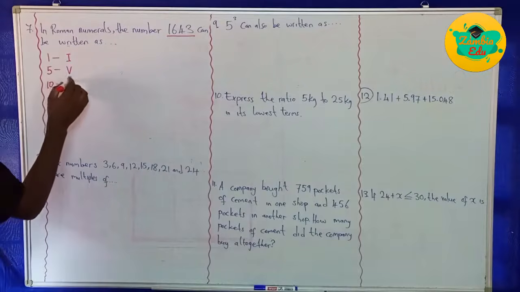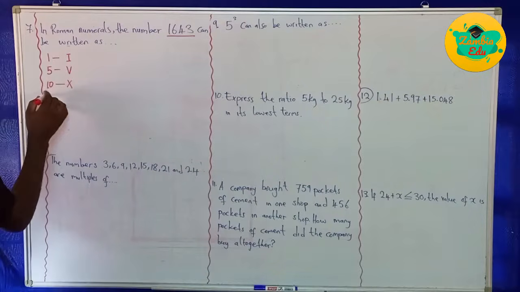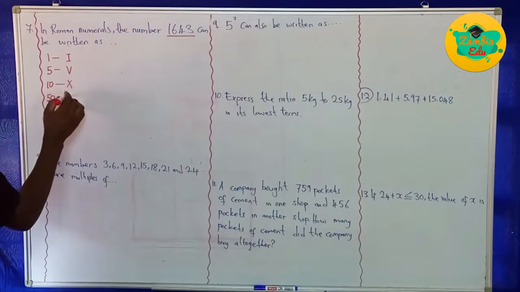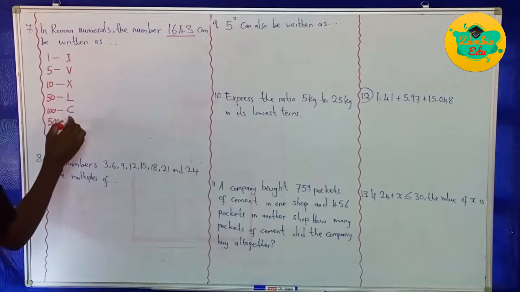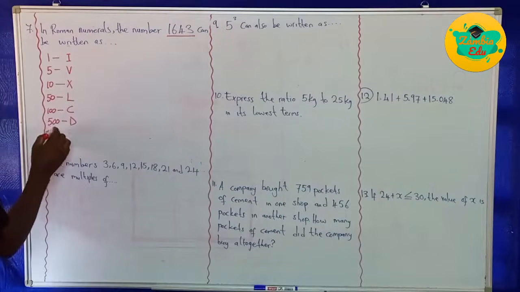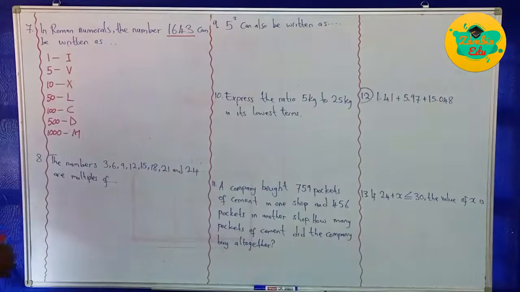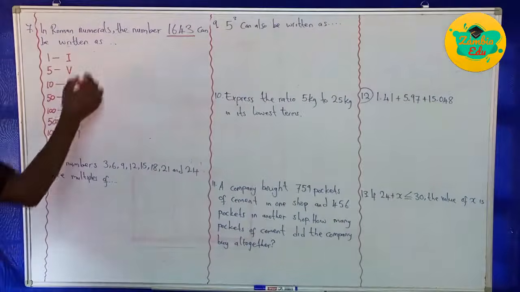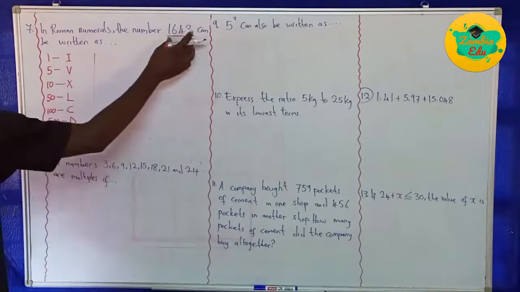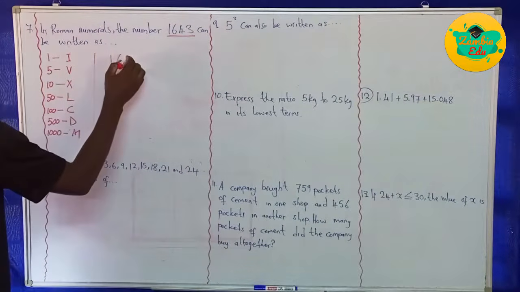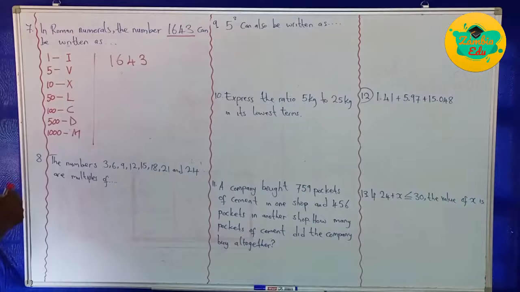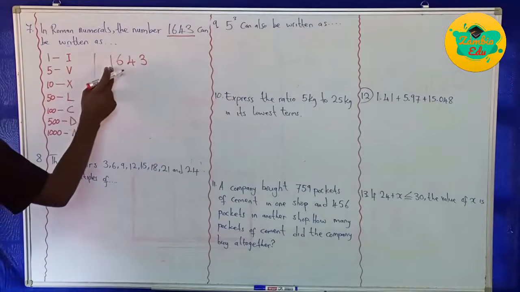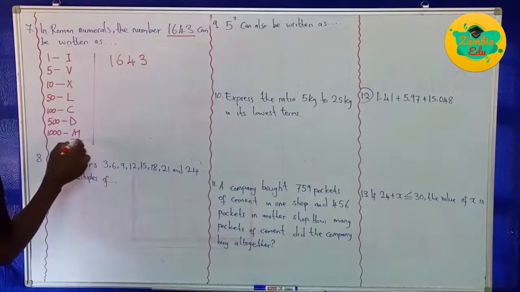10 is represented by X. 50 is represented by L. 100 represented by C. 500 is represented by D. 1000 is represented by M. So we have been told that we need to convert now these numerals into Roman numerals. So this is 1000. So 1000, let's get the M.